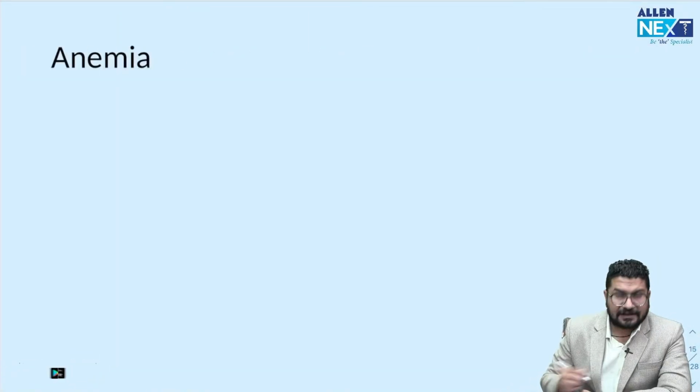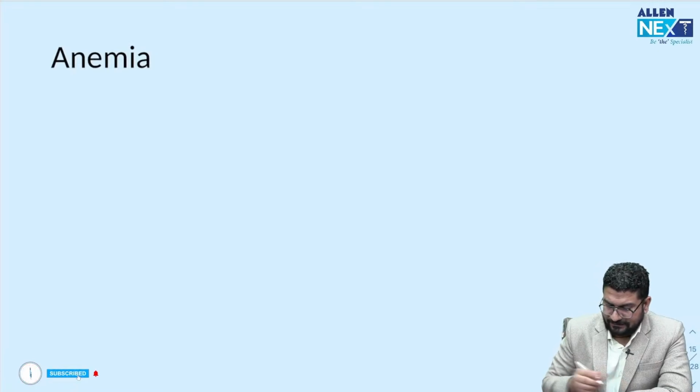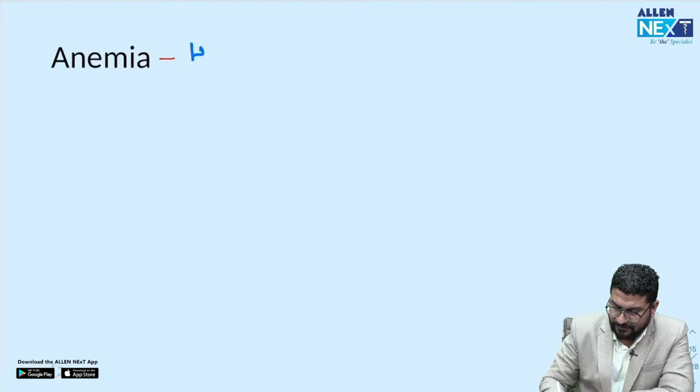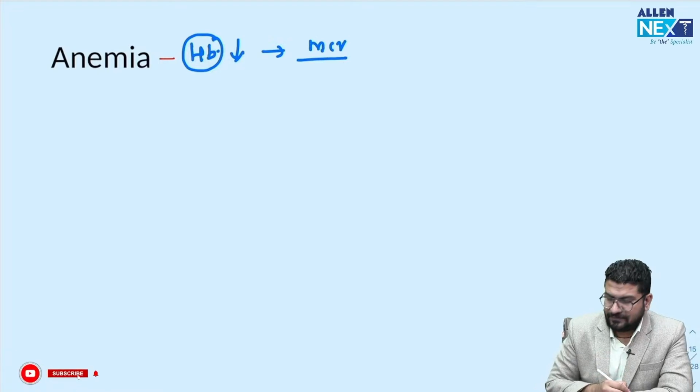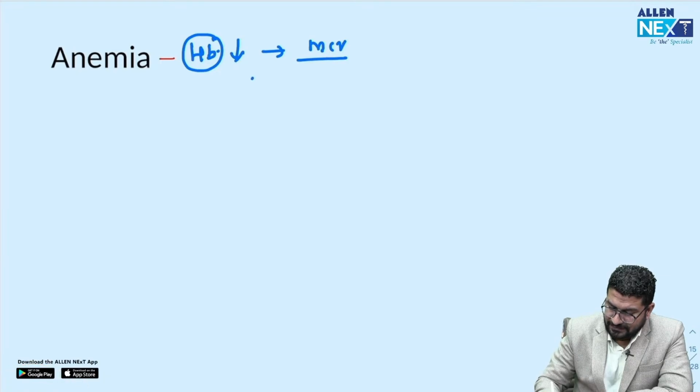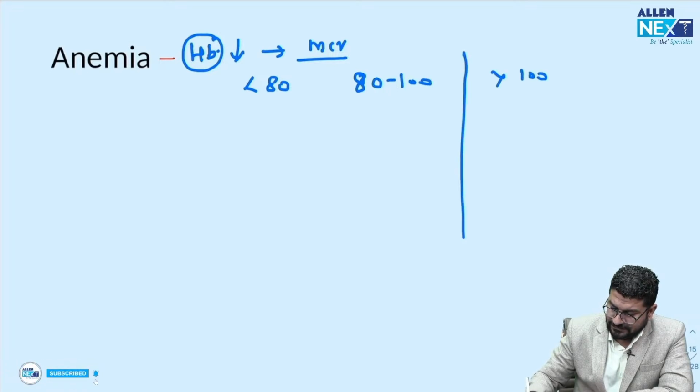Okay, they will give a clinical case of anemia. So understand this anemia. In anemia, the first thing you have to see is the hemoglobin. Hemoglobin will be low. Straight after this, we need to see the MCV. I am just telling you the approach. See whether the MCV value given is less than 80, in the range of 80 to 100, or more than 100.